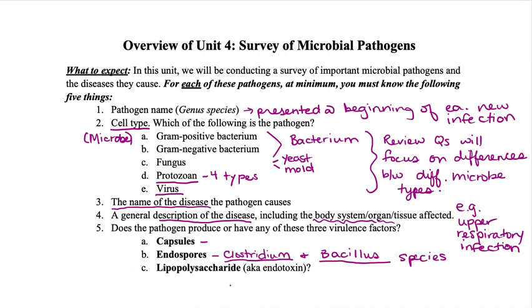And lipopolysaccharide, or LPS for short, this is part of the outer membrane of gram-negative bacteria. So if your pathogen is a gram-negative bacterium, then it will have LPS.